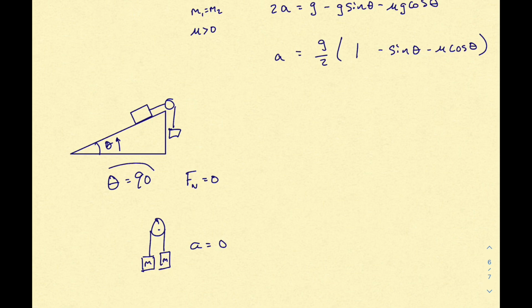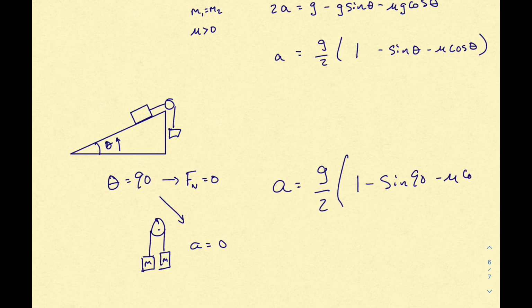So for 90 degrees, we would expect that the normal force would be equal to 0. And therefore, we would also expect that the acceleration would be equal to 0 because they'll be pulling the same amount down on both sides. So does that check out with this scenario right here? All right, we can substitute in those values. The acceleration of g over 2 is going to be 1 minus the sine of 90 minus mu cosine of 90. As we said before, this term goes to 0. And this is the term that is contributed by friction. So we would expect that to be 0 at this angle for the reasons we've already stated.